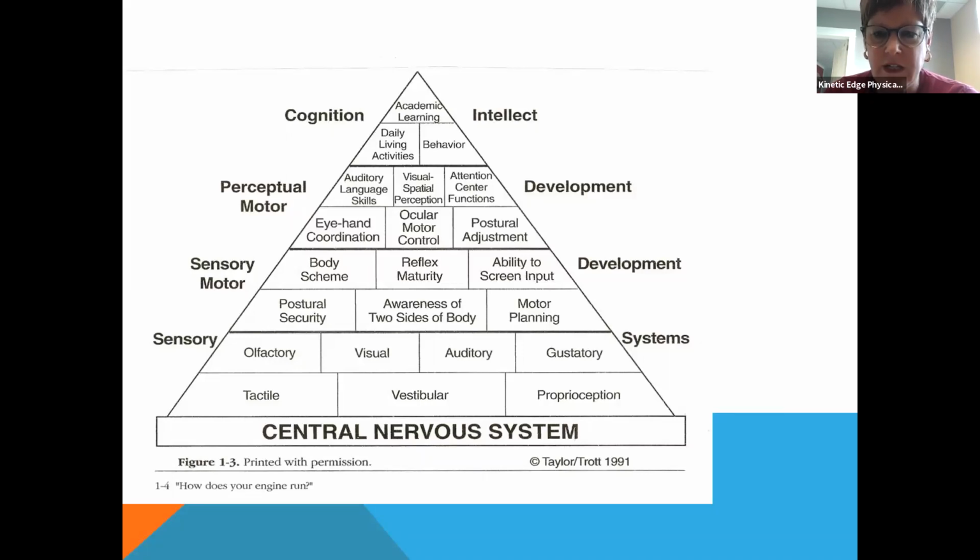This model has reflex maturity in the middle of it. There are other models that would put reflex maturity, reflex integration at the foundation along with the sensory processing.